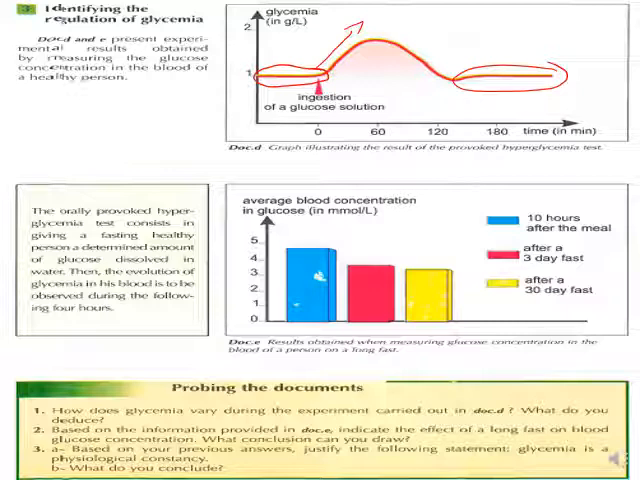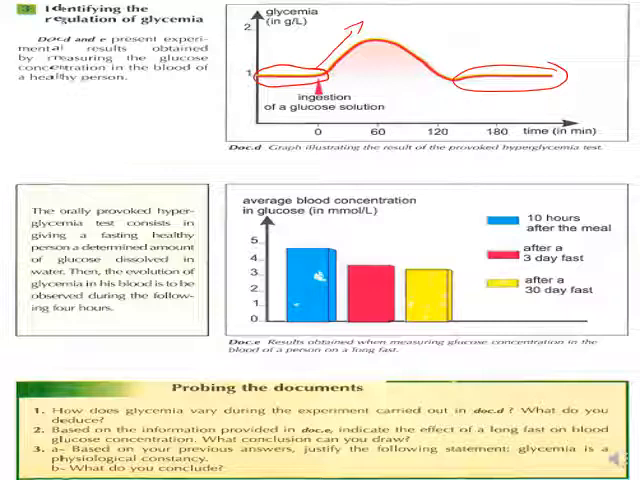Part 2: based on the information of document E, indicate the effect of long fast on blood glucose concentration. What conclusion can you draw? The orally provoked hyperglycemia test consists in giving a fasting healthy person a determined amount of glucose dissolved in water, then the evolution of glycemia in his blood is observed during the following 4 hours.